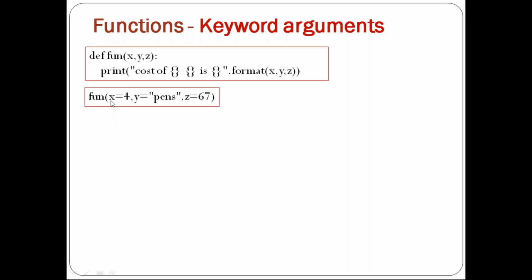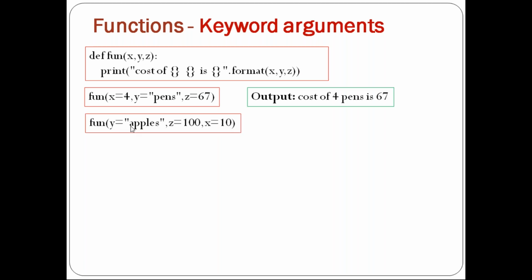Okay, and while calling the function, we will be using the formal argument names as keywords: x equal to 4 and y equal to pence and z equal to 6.7, irrespective of one-to-one mapping. Okay, so that we will be getting cost of 4 pence is 6.7. Okay, then I'm going to follow a different way. Sorry, I'm calling this method with a different sequence, like y equal to pence, z equal to 100, and x equal to 10.